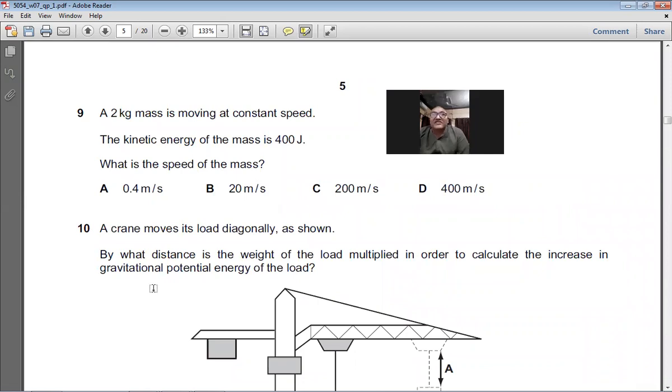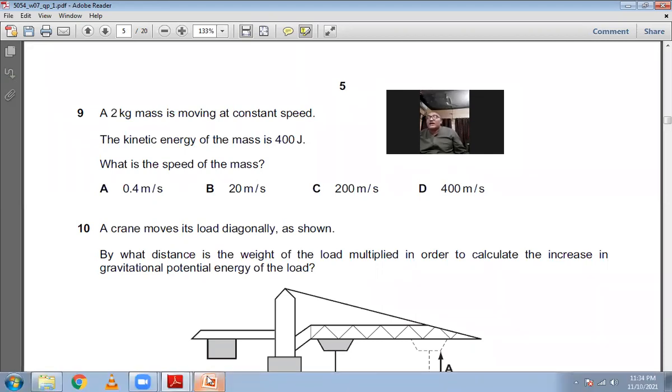A 2 kg mass is moving at constant speed. The kinetic energy of the mass is 400 joules. What's the speed of the mass? You know the formula for the kinetic energy is 1/2 mv square. So I know the kinetic energy, I know the mass, and very easily I can find the speed of the mass. So let me show you how I have done this.